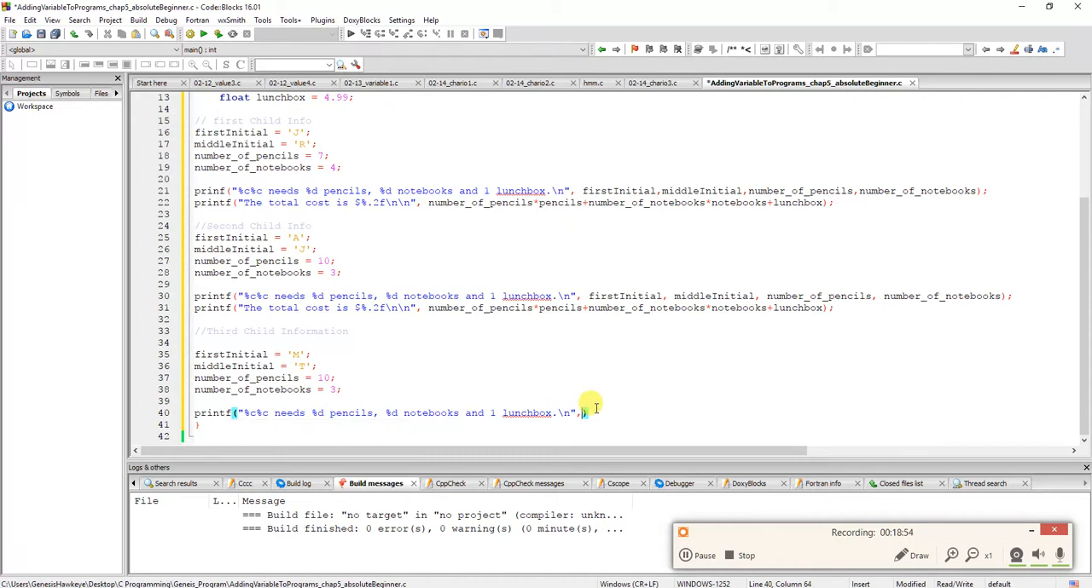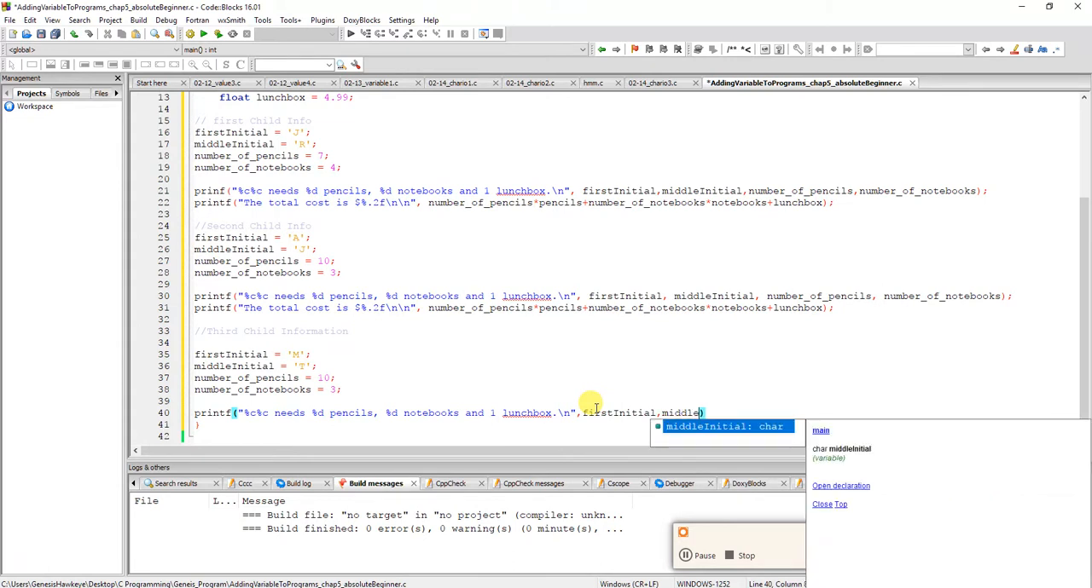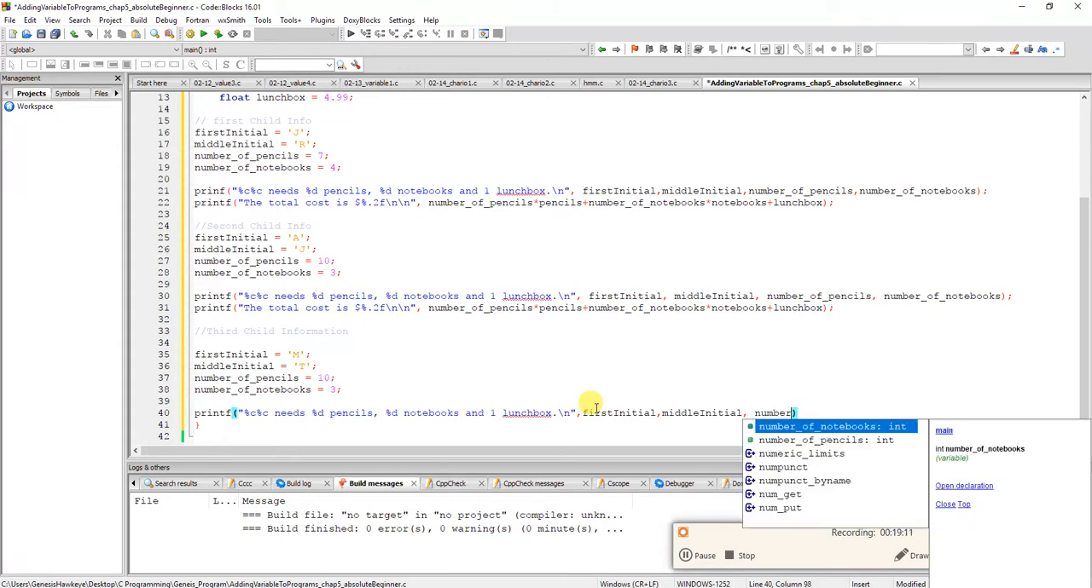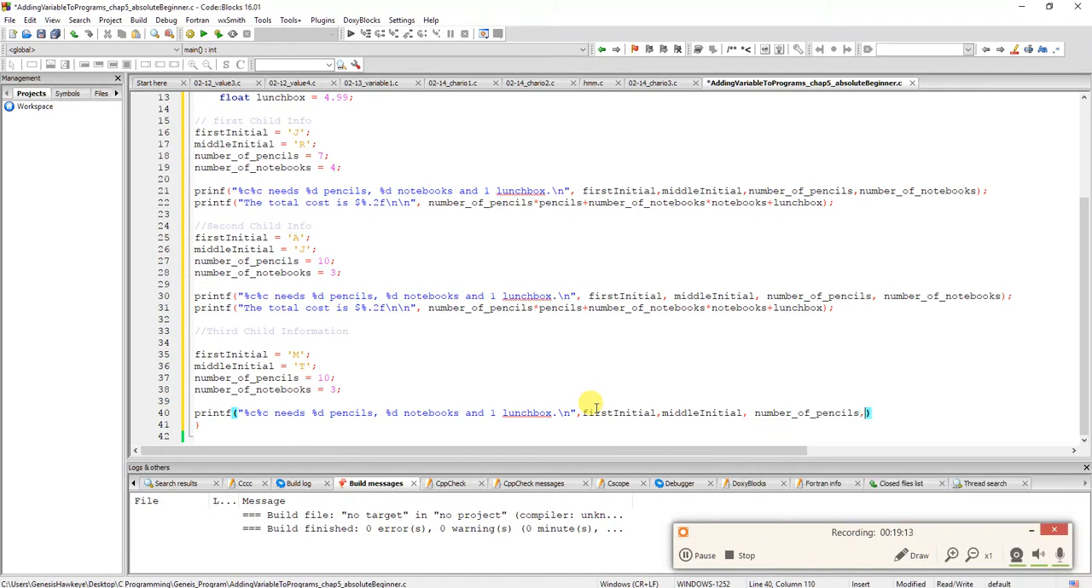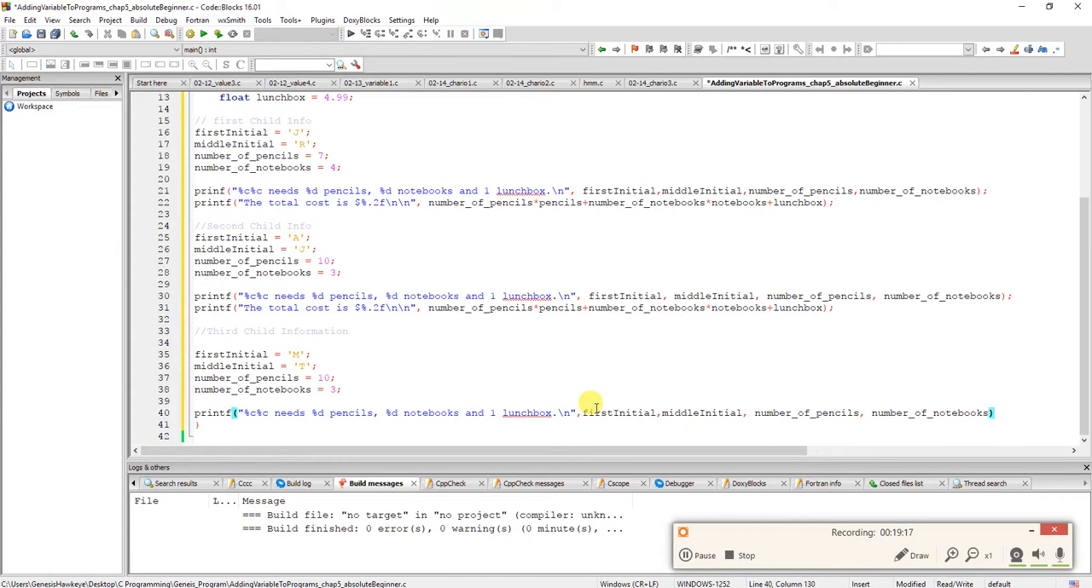So first character is first initial, right? Next is middle initial, right? And the third one is %d, pencils, so it's a number of pencils, and number of notebooks. Okay, it's %d, and we're done.